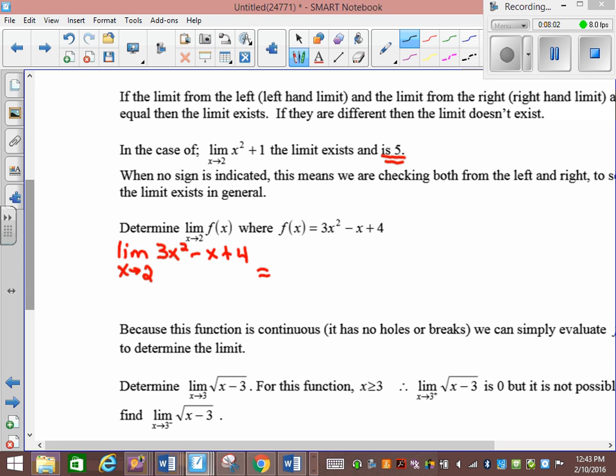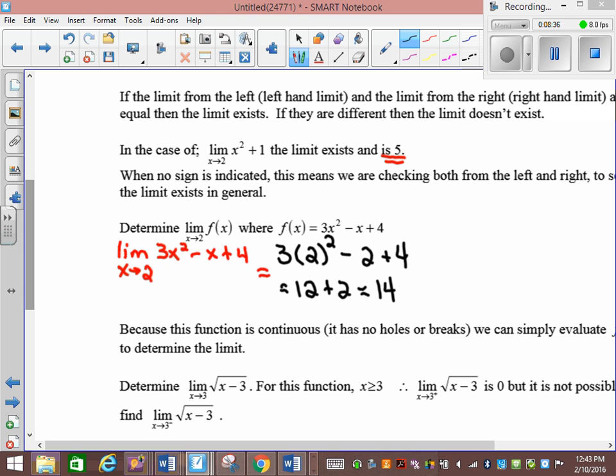So I can just plug in 2 and check that out first to see if it works. So I go 3 times 2 squared minus 2 plus 4. And I get 4 times 3, which is 12, plus 2, and it's 14. Now, what does this really mean? It does mean that there actually is a point at (2, 14) on this graph, and that as I approach from the left and as I approach from the right, they both approach 14, okay? So you can fill it in.